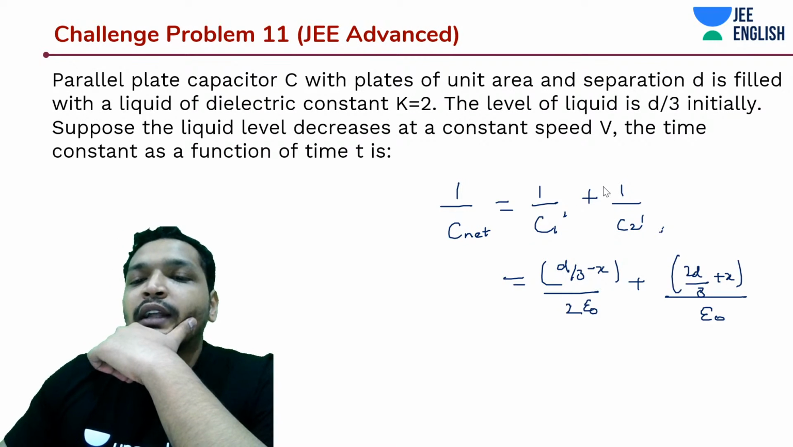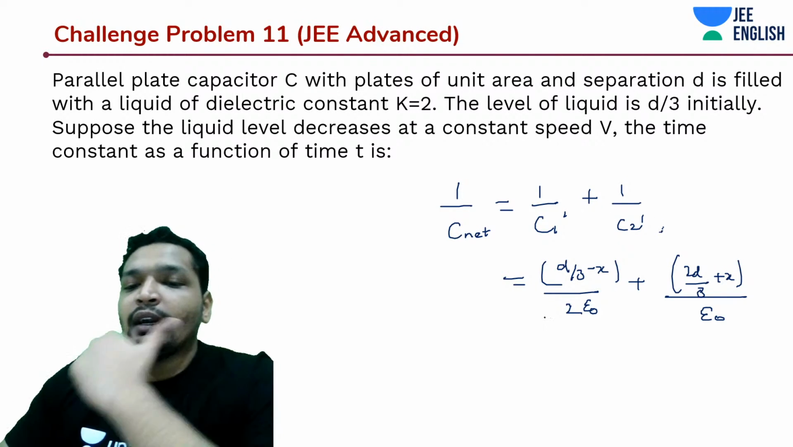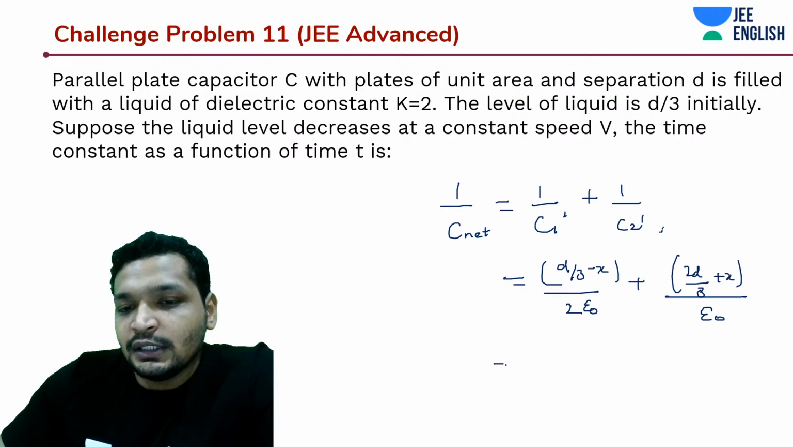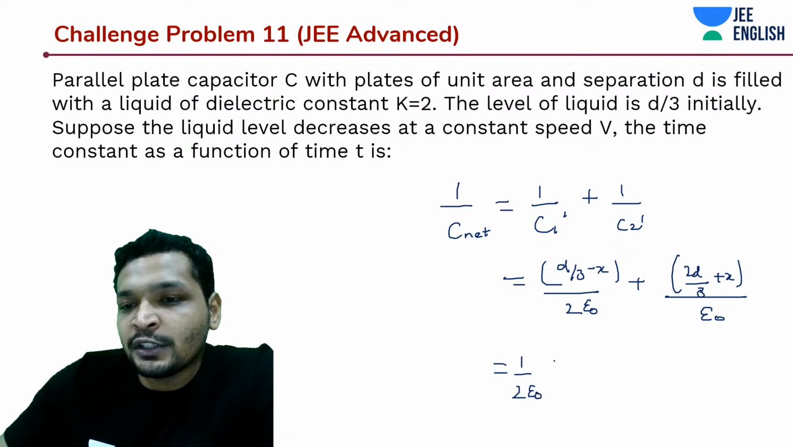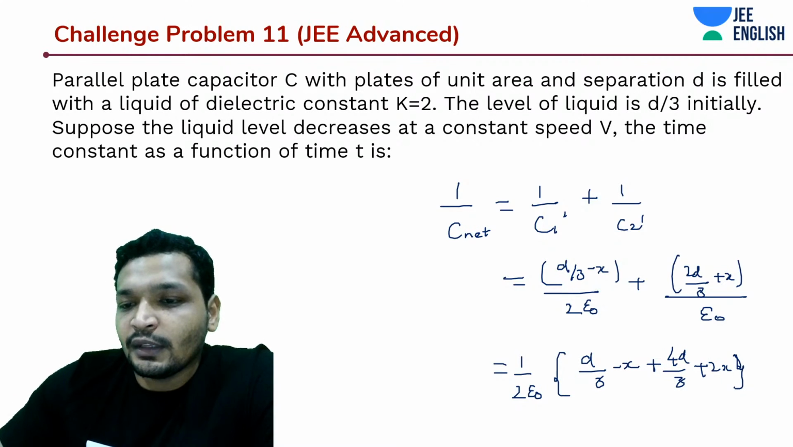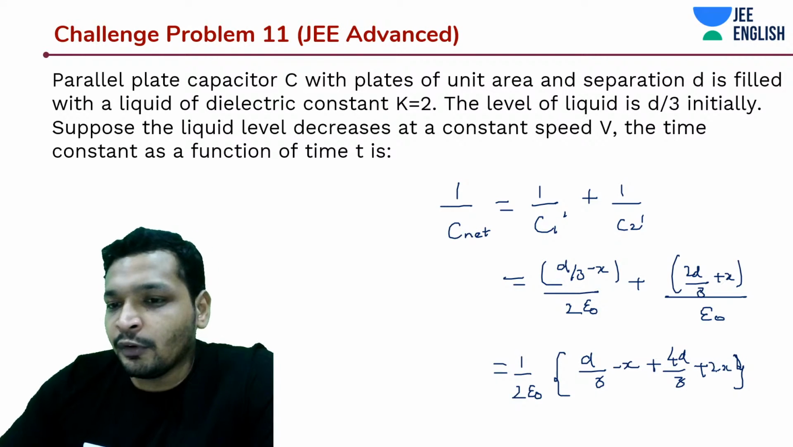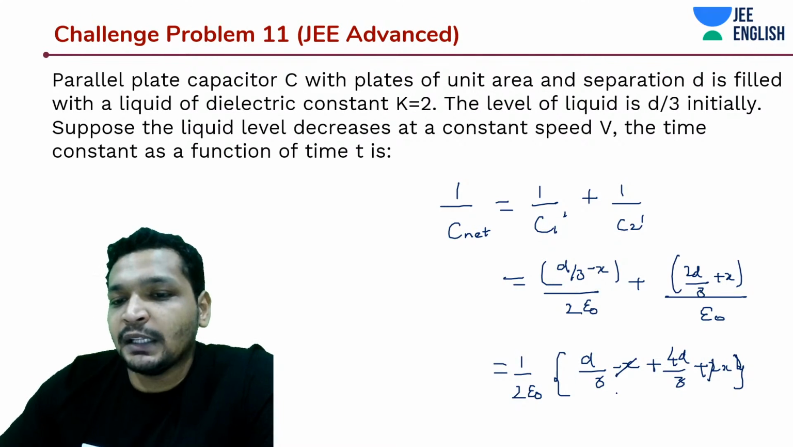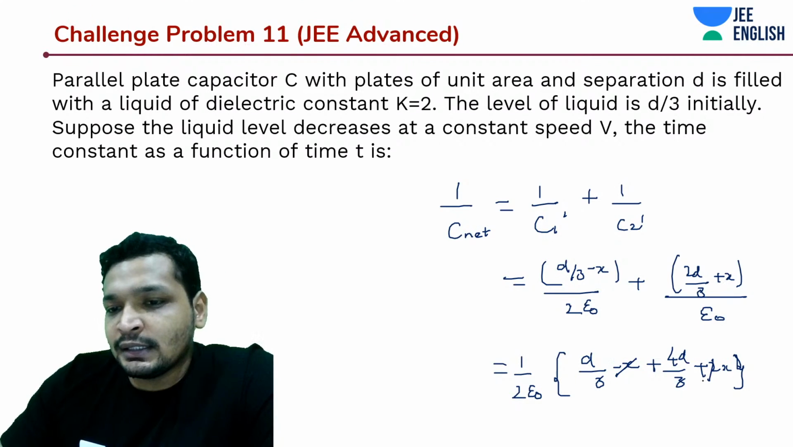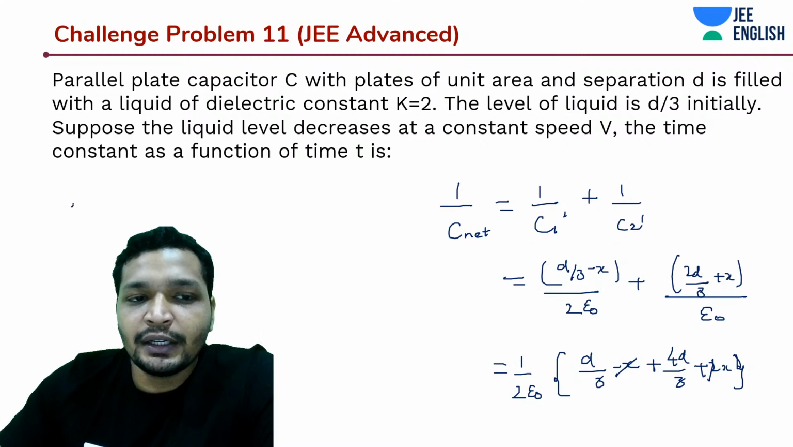This could have been rather much faster, right? Rather than going through the entire hassle, you could have just added them both this way. Just make a common denominator 1 by 2 epsilon naught. This is nothing but d by 3 minus x plus 4d by 3 plus 2x. It's simple to calculate. Maybe for some of you it takes the same amount of time, but that's really brilliant. Okay, so this is going to be how much? 5d plus 3x into 6 epsilon. Same thing you are going to get.